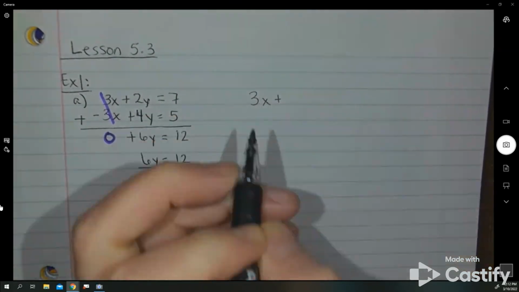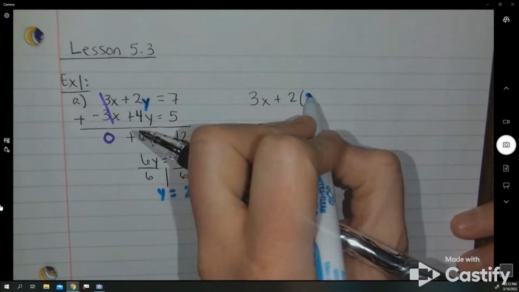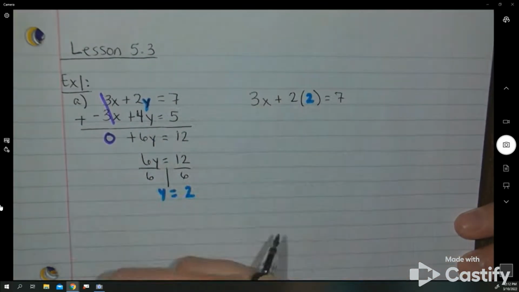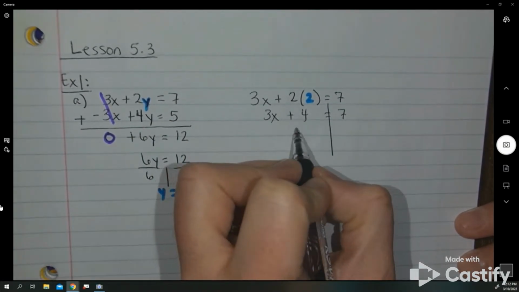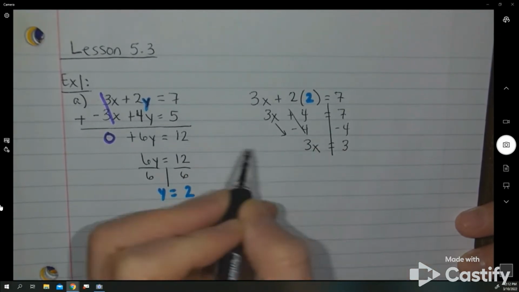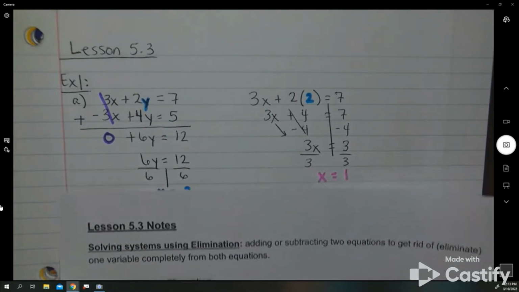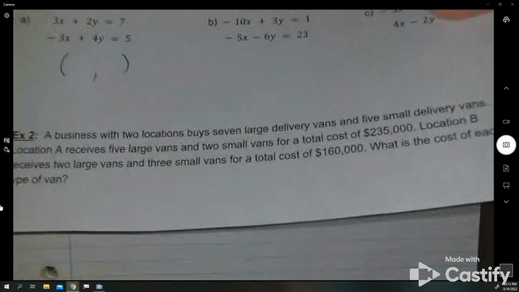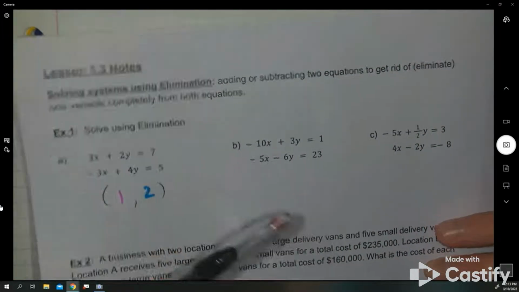So I have 3x plus, and since it's 2y, I have 2 times y, or 2 times 2, because y is equal to 2 now, equals 7. 2 times 2 is 4. Bring down that 3x, bring down the 7. We're going to subtract 4 from both sides. Bring down our 3x. 7 minus 4 is 3. Divide both sides by 3. And we find that our x value is 1. So for that first system, solving it using elimination, we had the ordered pair of (1, 2). So x was 1 and y was 2.